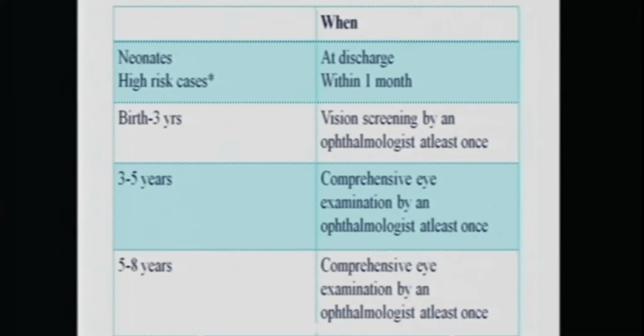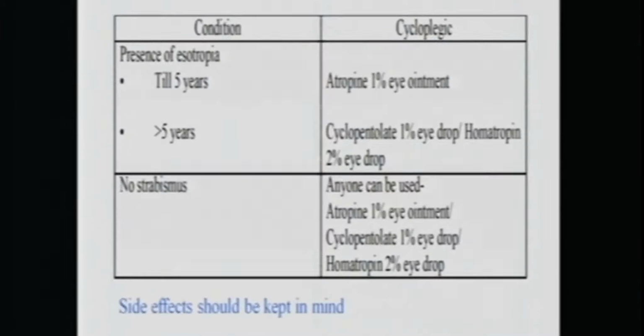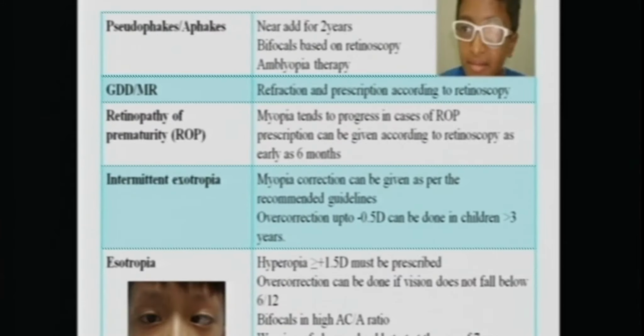But it's again important that at every age there should be an identification, particularly by 3 years, when a comprehensive eye exam by an ophthalmologist at least once becomes essential. Again, like I said, atropine is preferred for young children and for those with esotropia. Cyclopentolate can be an alternative, and if there is no strabismus, you can use any of the drugs. As we have discussed, these are the important conditions, but for children with developmental disorders or delayed milestones, it's very important to prescribe as per retinoscopy, because you are often unable to do a PMT.